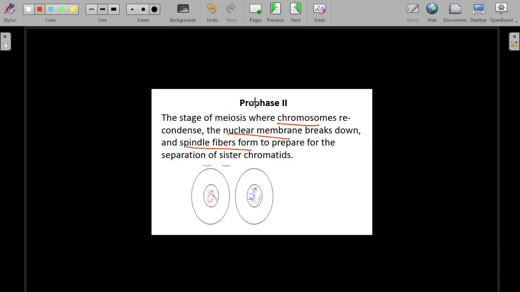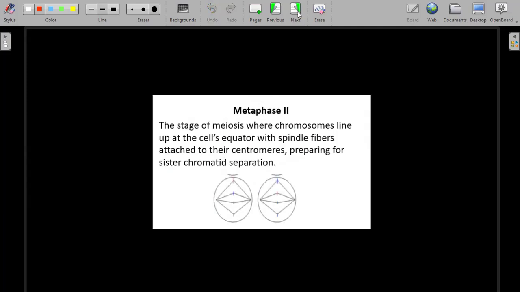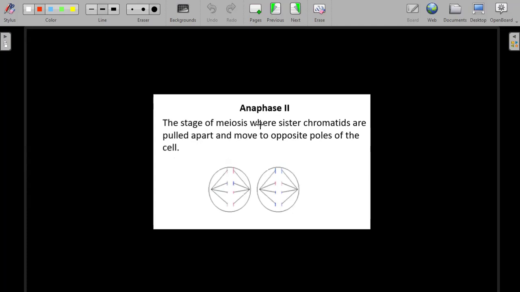So from here you go to metaphase 2, where you have the aligning of your chromosomes at the center. Here your chromosomes line up at the center with spindle fibers attaching to their centromeres. You are preparing for chromatid separation. Then the separation is going to occur in the anaphase. The sister chromatids here will separate. They'll pull away from each other, so one will be at one pole, and the other one will be at the other pole.